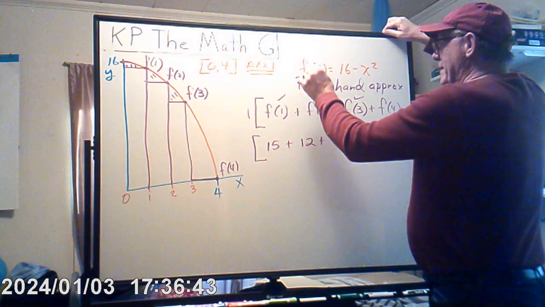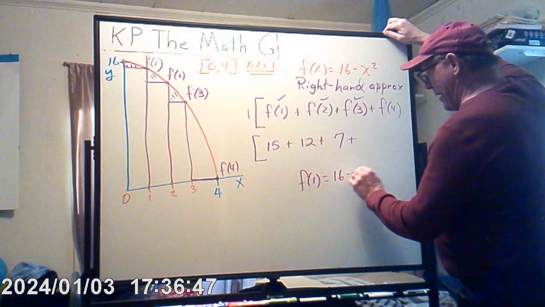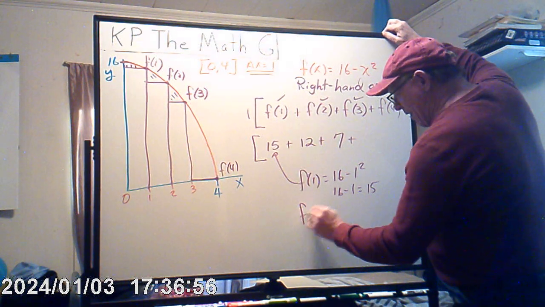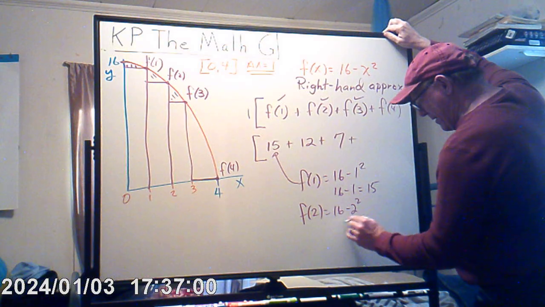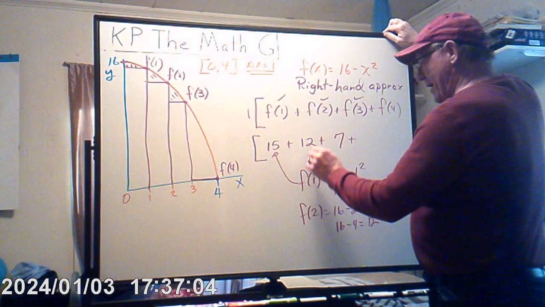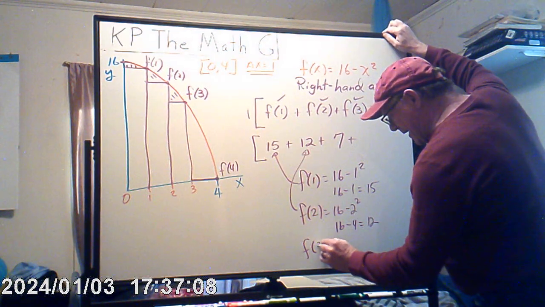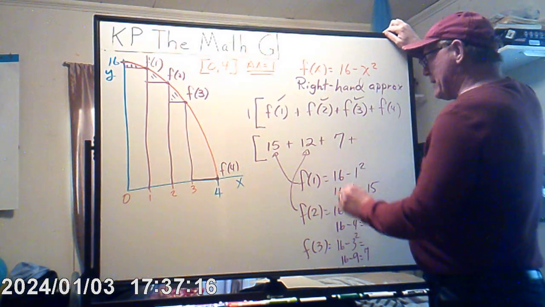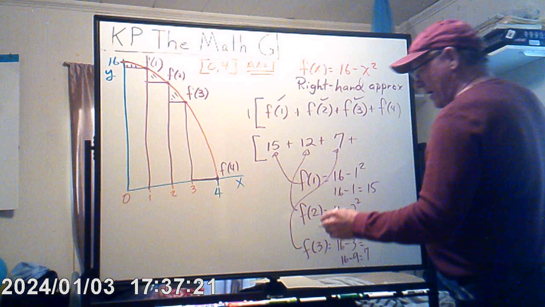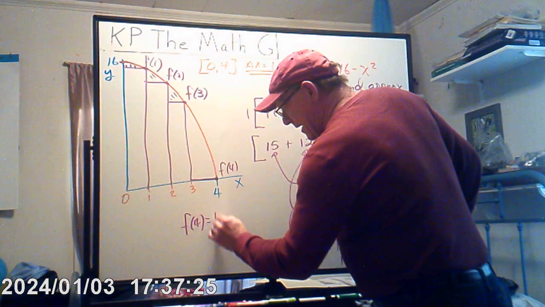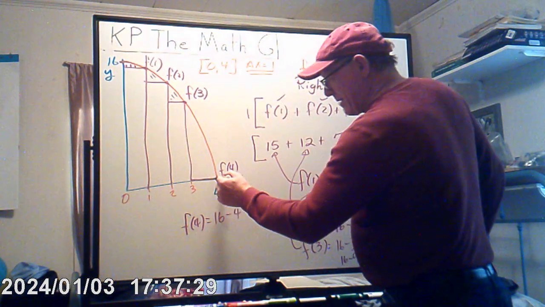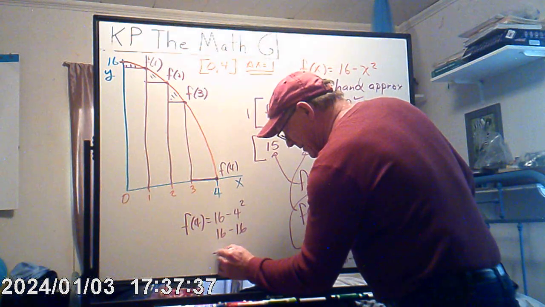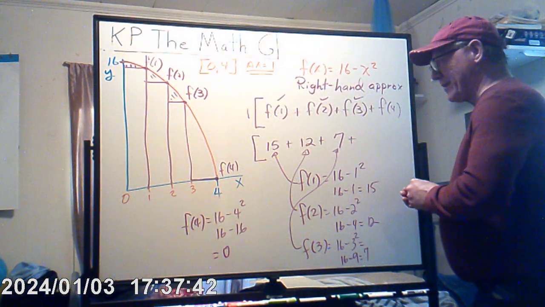And again, we could plug these back in. F at 1 is 16 minus 1 squared, which is 16 minus 1, which is 15. Alright, that corresponds to that one. F at 2 is 16 minus 2 squared, which is 16 minus 4, which is 12. There's the 12 for that one. Alright, F at 3 is 16 minus 3 squared, which is 16 minus 9, which is 7. Alright, so that corresponds to this one here. Alright, so F at 4 is 16 minus 4 squared, which you see we didn't have a rectangle in the first place. Well, this is 16 minus 16, which, by the way, is, as you well know, is 0. The area is 0, as it should be right here.